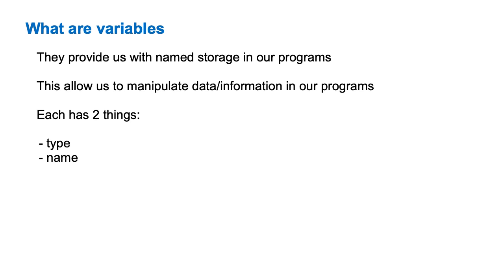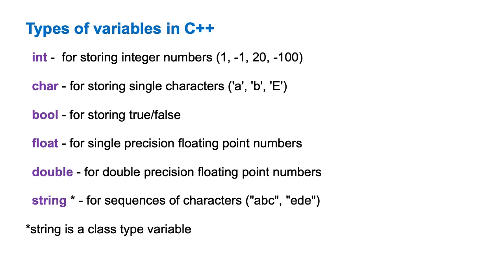Variables provide us with named storage in our programs, and this allows us to manipulate data or information in these programs. Each variable comprises two things, a type and a name. The type of the variable determines the size and the layout of the variable's memory, and the name is the name that we assign to that memory location so that we can use it in our programs. So here are some types that you can use for declaring variables in your C++ program.